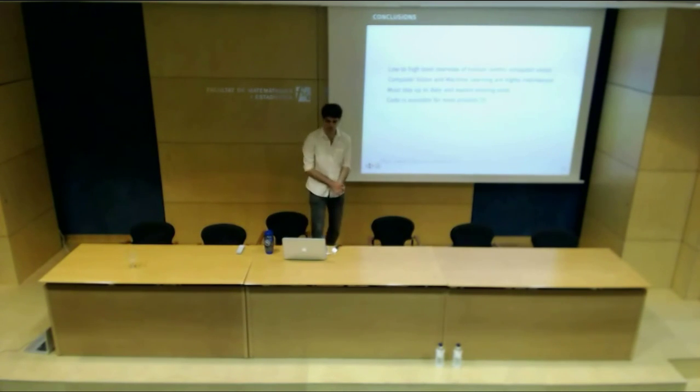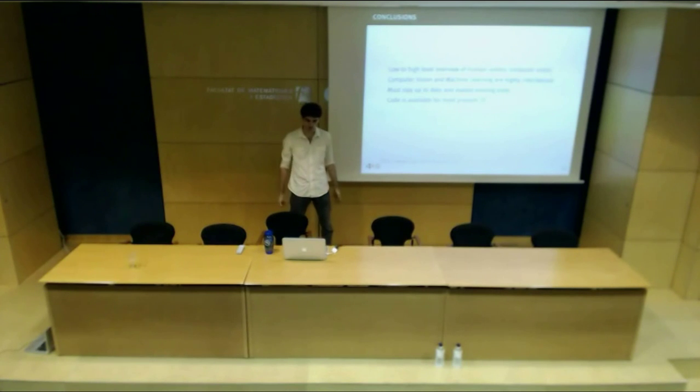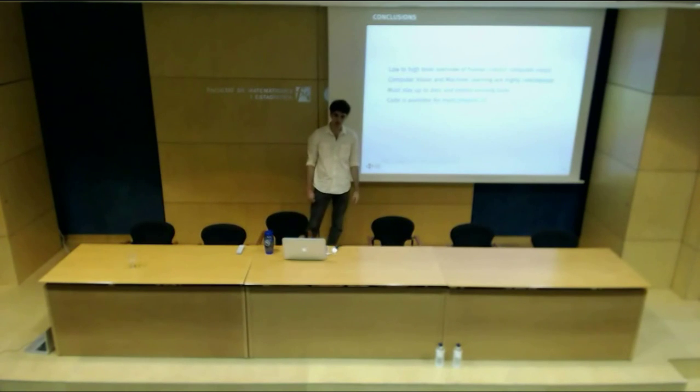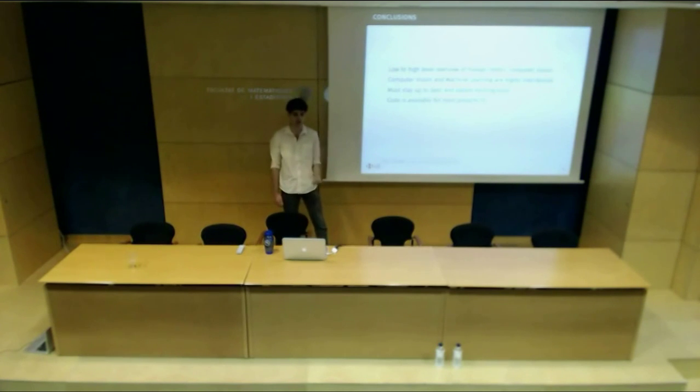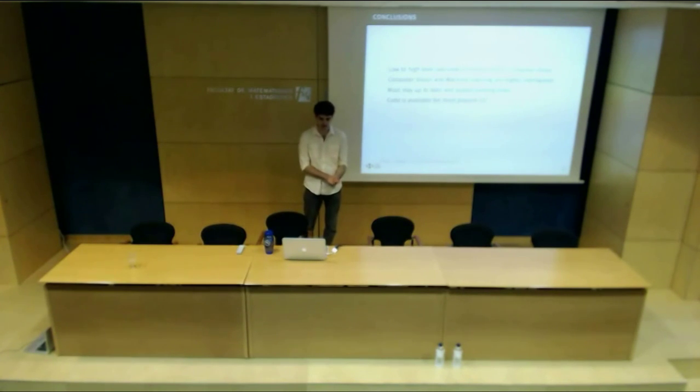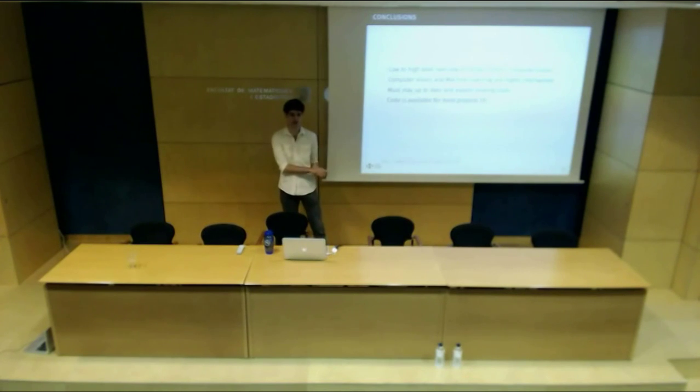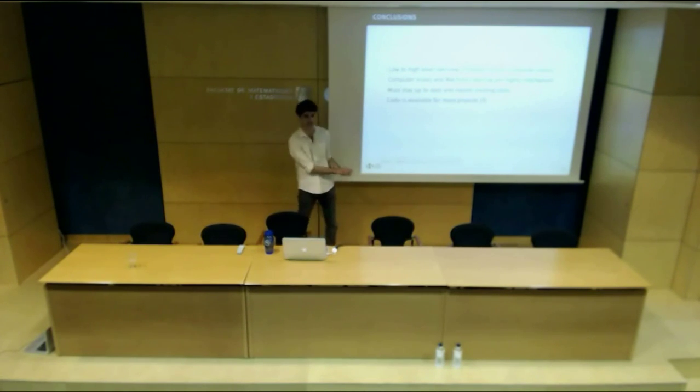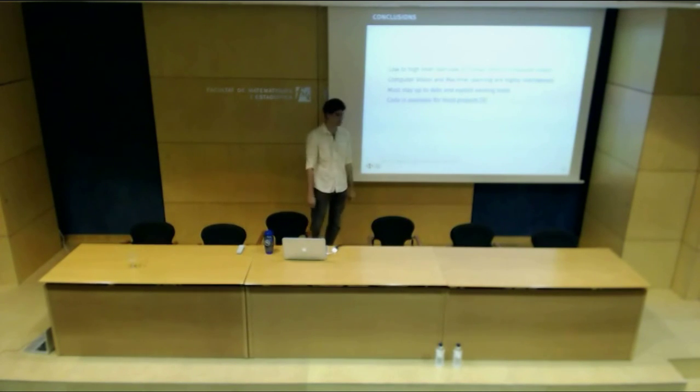To wrap it up, in this thesis I presented a low to high level overview of different algorithms for human-centric computer vision. What's interesting here is that computer vision and machine learning are extremely intertwined. To be able to do these tasks, the days of just doing computer vision without any machine learning are pretty much gone, sadly. Also, to do high-level things, you can't really expect to invent everything yourself. You have to stay up to date and exploit as many existing tools as you can. You can also propose your own, but you cannot just depend on doing everything from low to high level. Additionally, for most of the thesis, code is available at my website.